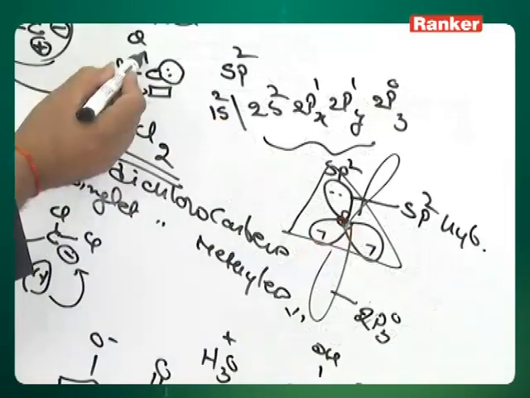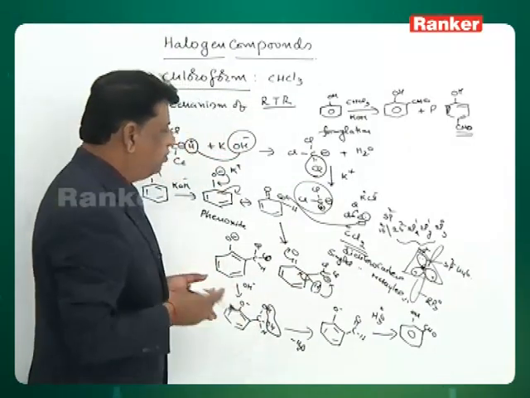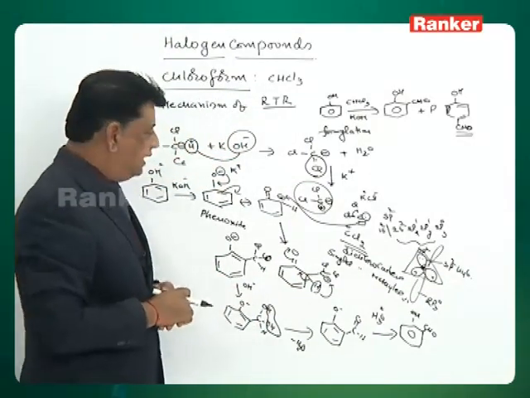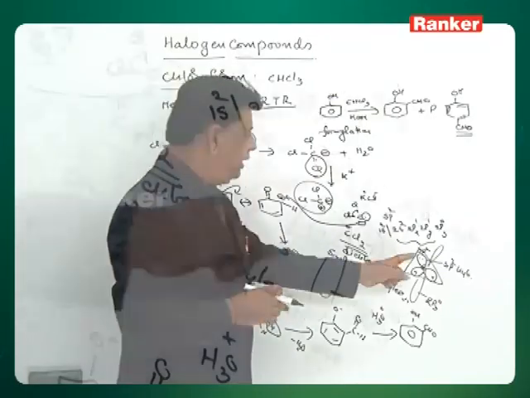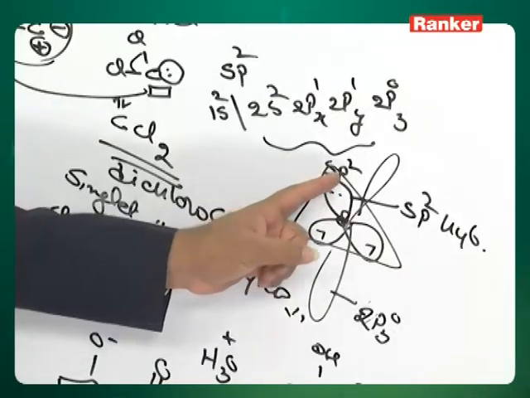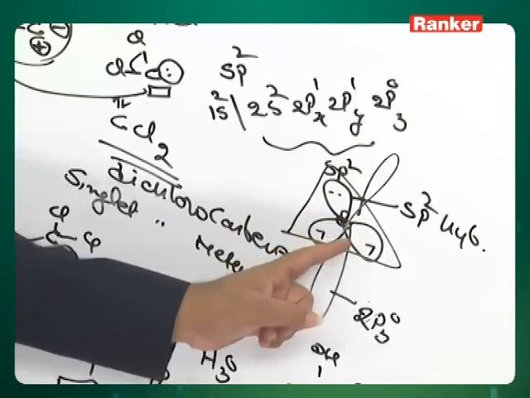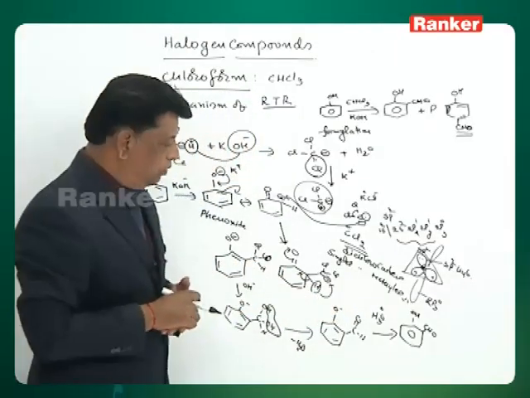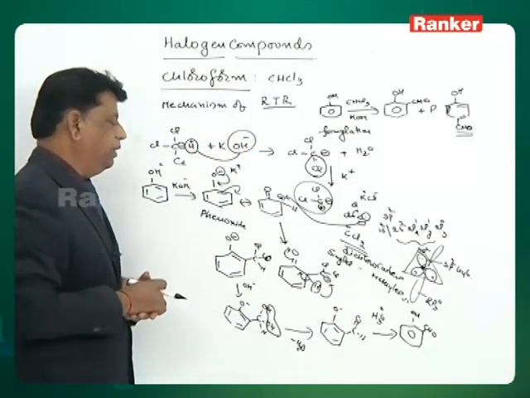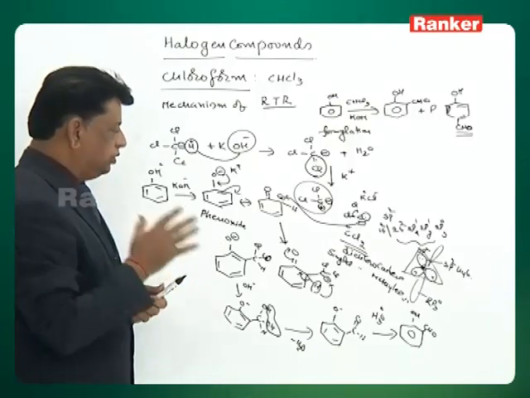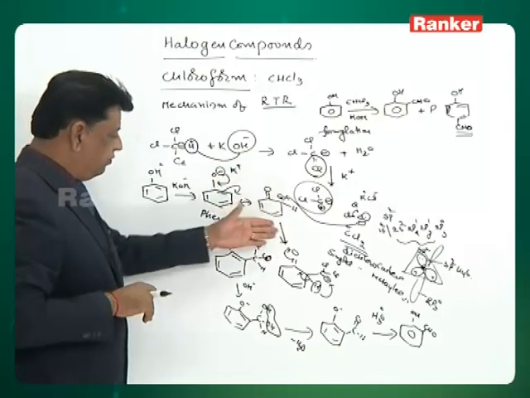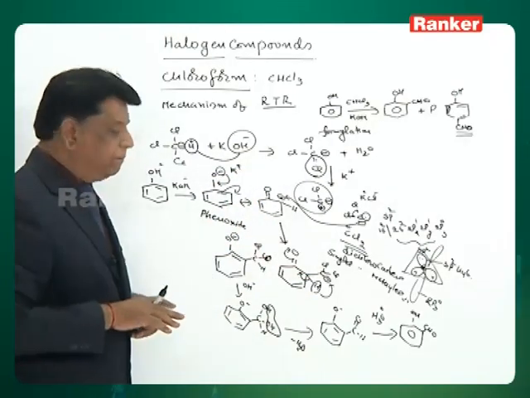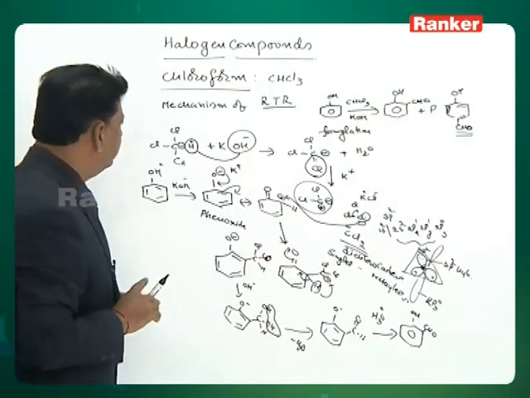So, if somebody asks what is the angle between these two chlorines of singlet dichlorocarbene, it is roughly 120 degrees, because this pair may have slight expansion and these two chlorines may come slightly closer also. The sp2 hybridization will have an angle close to 120 degrees. And that comes as an electrophile, and subsequently you will get the salicylaldehyde formation.